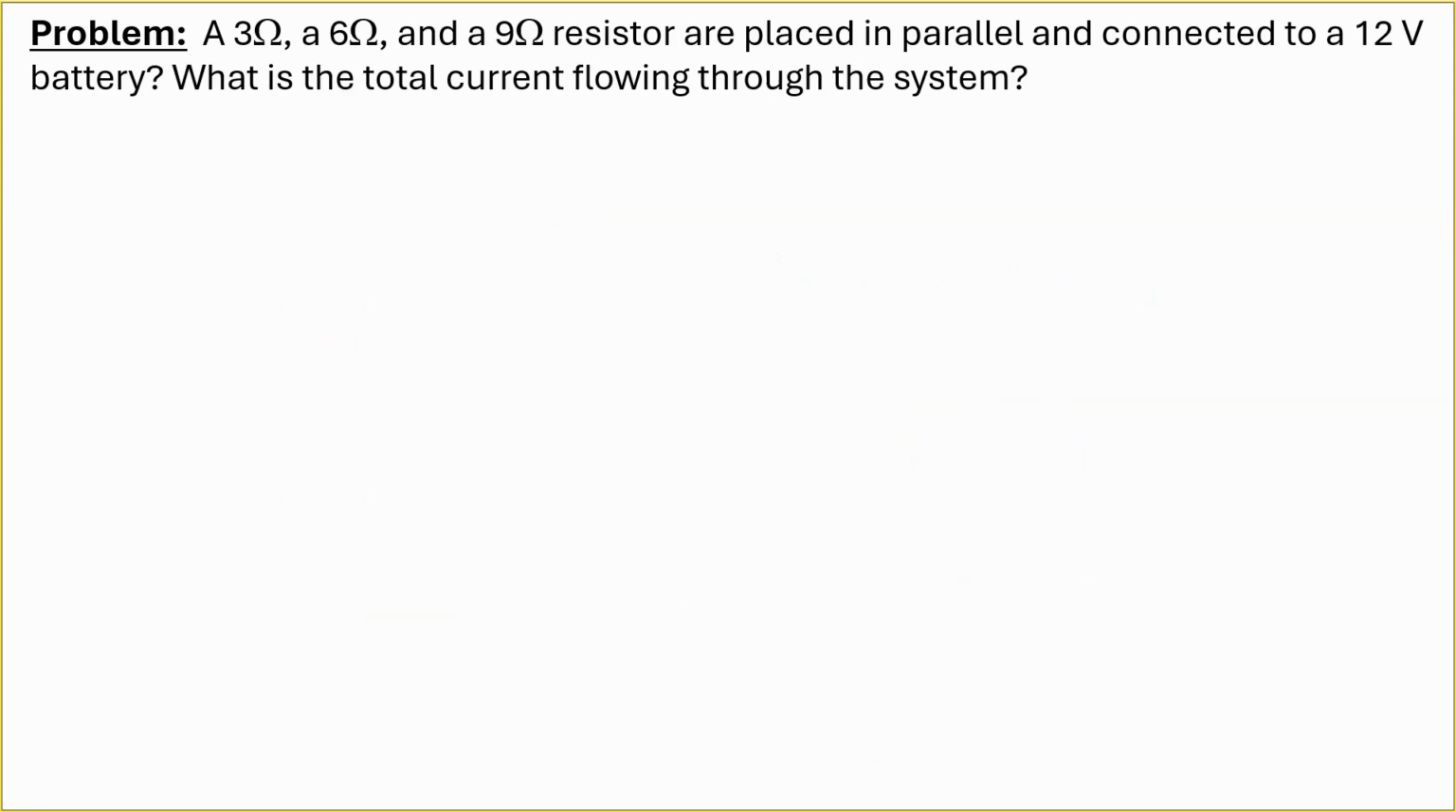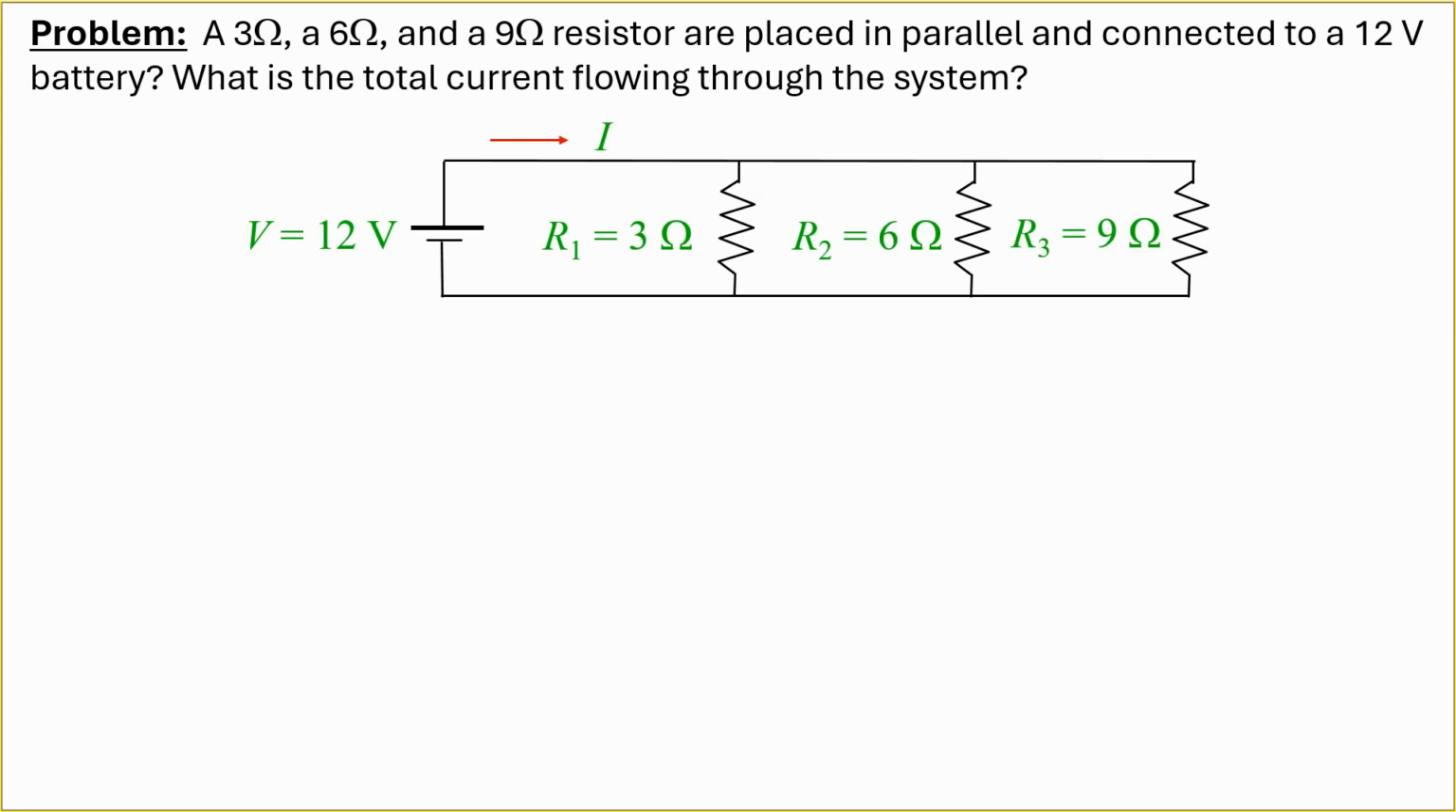Alright, so let's do a problem. A 3 ohm, a 6 ohm, and a 9 ohm resistor are placed in parallel and connected to a 12 volt battery. What is the total current flowing through the system? Well, first you draw the circuit. They're connected in parallel, so this is a parallel arrangement of the three resistors. They're connected to a battery of 12 volts.